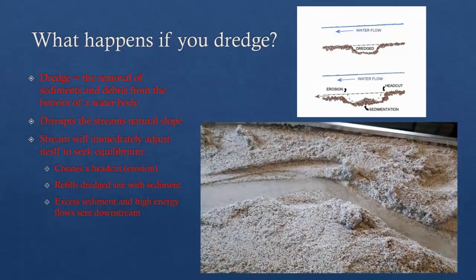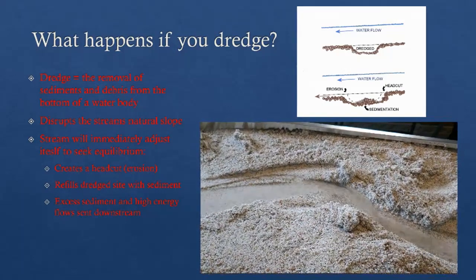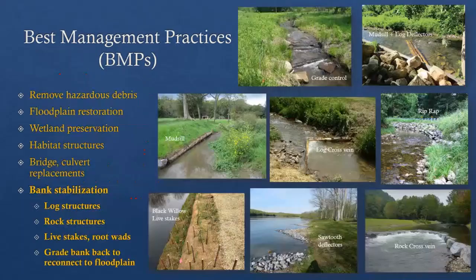So we'd never suggest dredging a stream, because they're not a static system, because they're going to adjust. And in most cases, they're not going to adjust in ways that we would prefer them to. There are better solutions, more cost-effective solutions that require less permitting, and these are the type of structures.